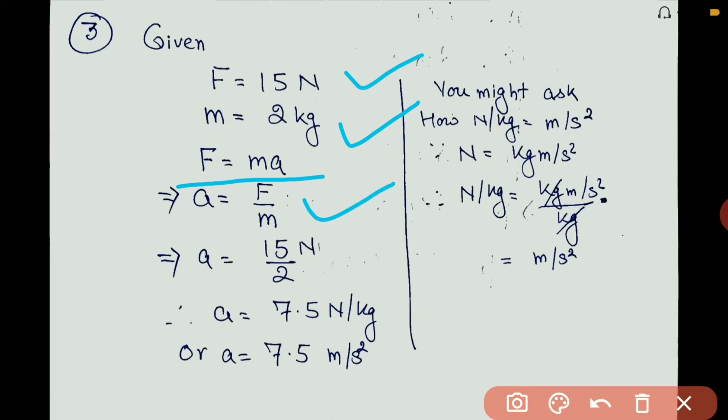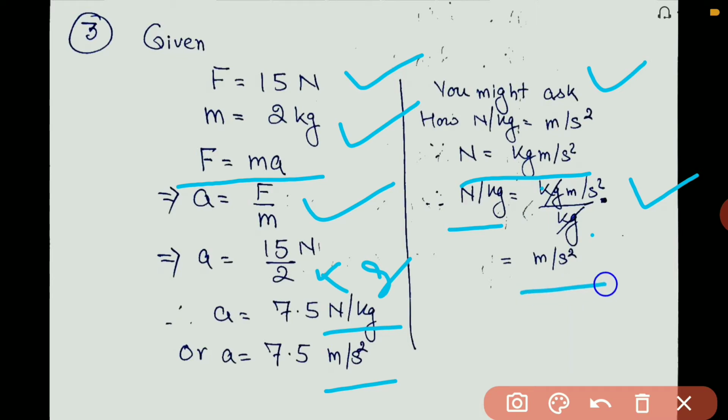Then replacing the value of force and mass, here I have forgotten to write kg, so 15 Newton upon 2 kilogram here. So I shall get 7.5 Newton per kilogram, which is meter per second square. Then you might ask, how is Newton per kg here equal to meter per second square? As you all know, if you have watched previous videos about the units of force, then Newton was equal to kilogram meter per second square. So Newton per kg will be kilogram meter per second square divided by kilogram. So you can see kilogram and kilogram are getting cancelled.